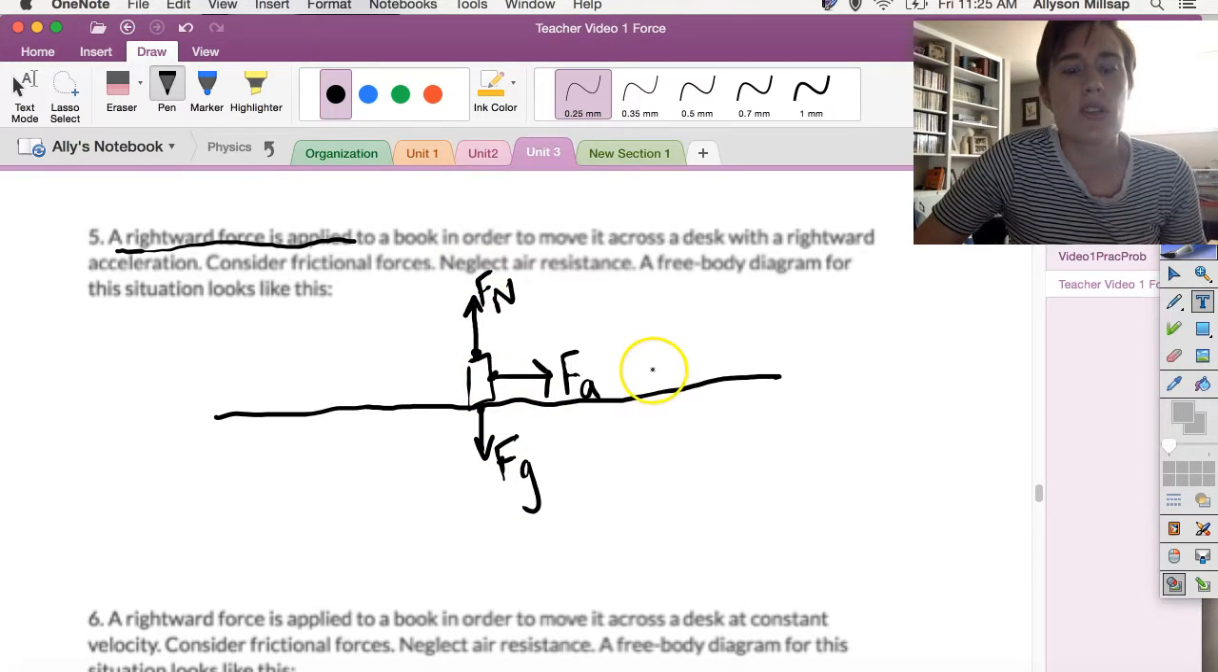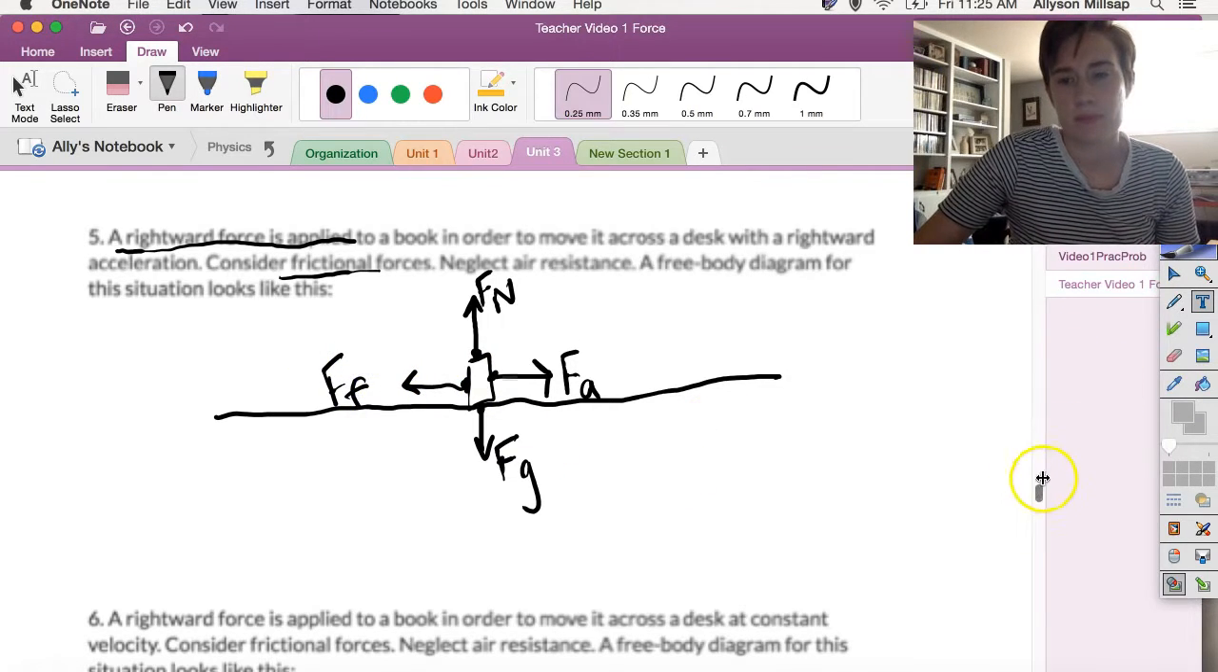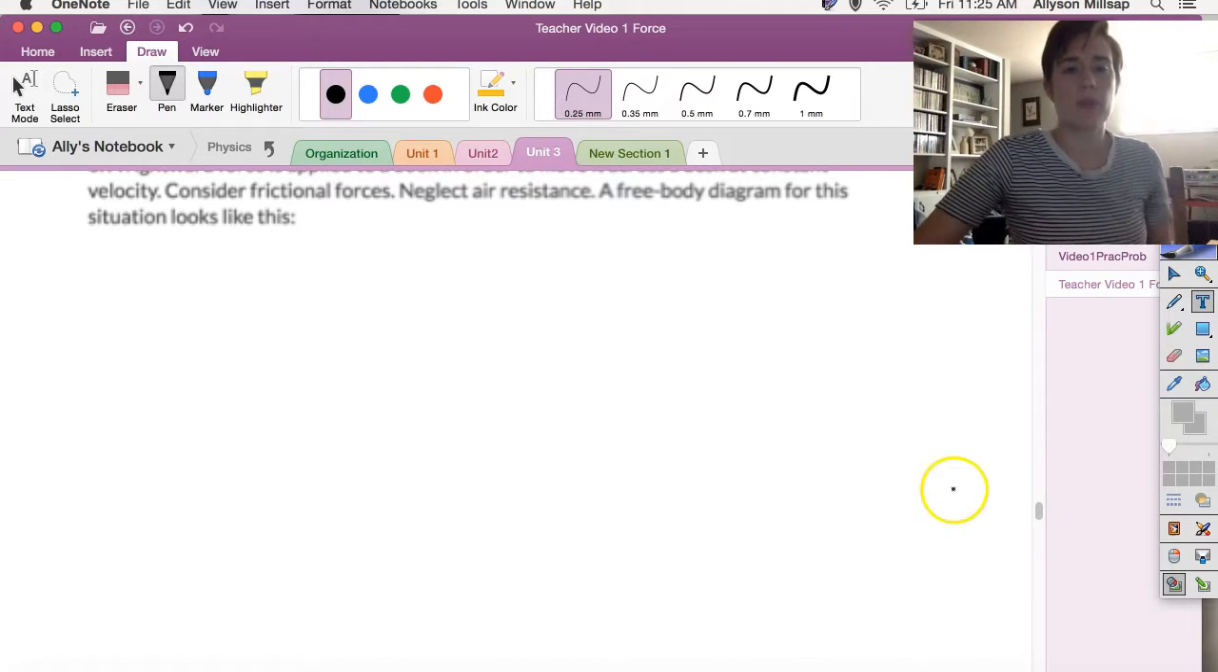The applied force is going forward. It says don't worry about air resistance. And it says consider friction. So if it's being pushed in this direction, friction always goes the opposite direction. So here's the force of friction. And one last example.